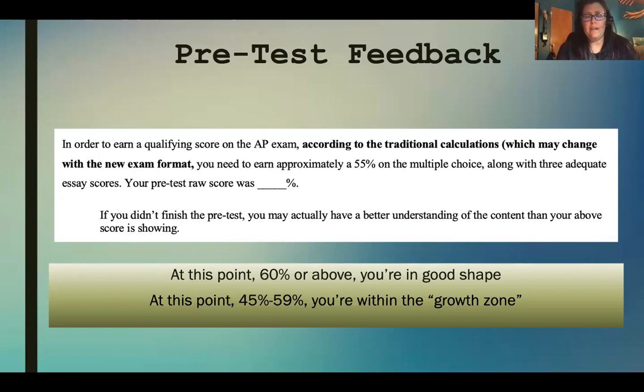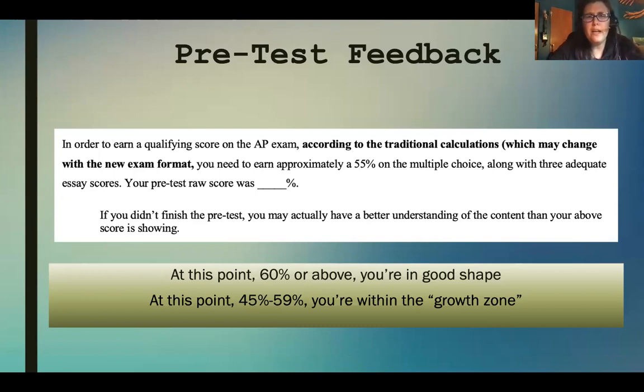So at this point, I'm going to say, if your raw score on this pretest is 60% or above, you're in good shape. Like, I'm thinking, yeah, excellent, because students tend to improve between 10 and 15% from pretest to post-test, kind of naturally over the course of the year. So if what you see on your form is 60% or above, I am cheering for you. I'm saying, yeah, we're in good shape.